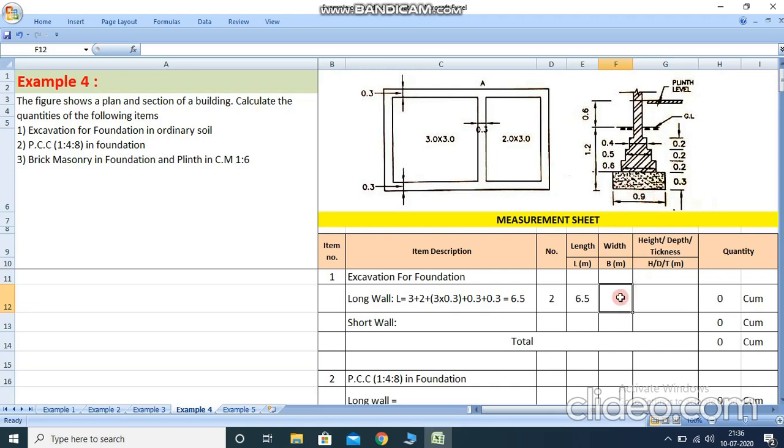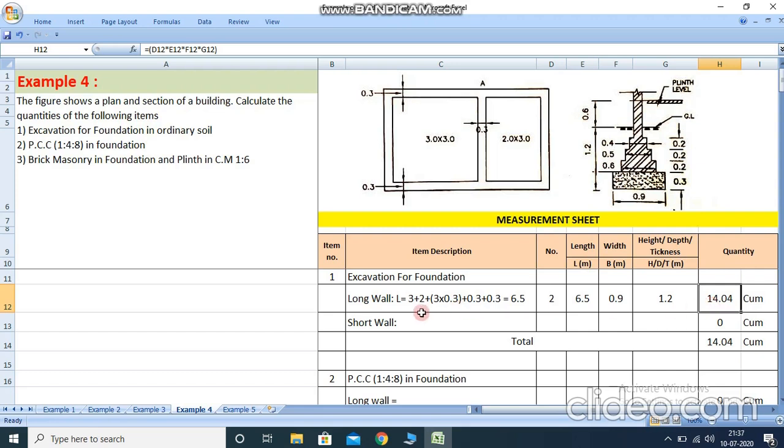So here the width is 0.9 and the height, from the bottom of the PCC work to the ground level, is already given in the section part. So the height or depth of the excavation is 1.2 meter. Now multiplication of 2 multiplied by 6.5 multiplied by 0.9 multiplied by 1.2, we got the answer 14.04 cubic meter. So it is the long wall excavation. Clear?